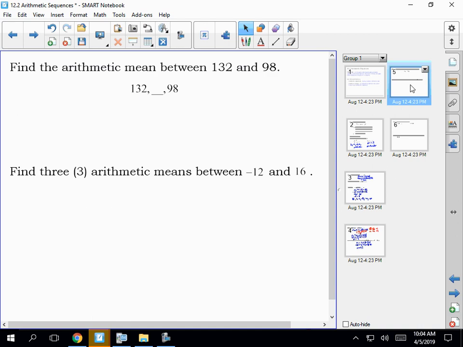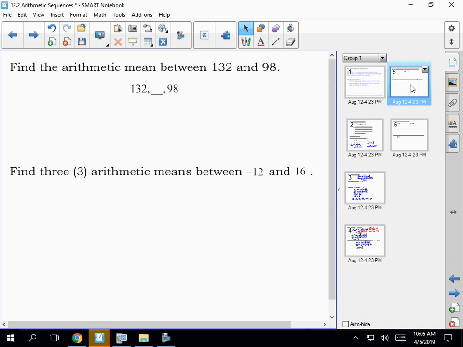All right. Can you find the arithmetic mean between 132 and 98? What's that mean? Average. Right, average. We're just trying to show off your big math. Right? Yeah. There you go. English. How do you do that? You find the average. Add them together and divide by 2.